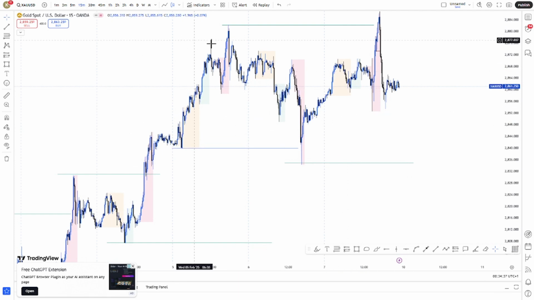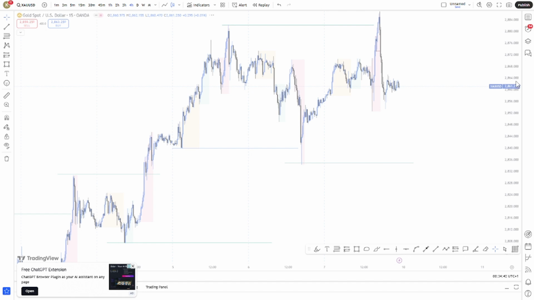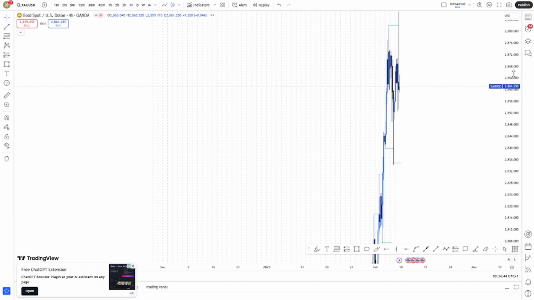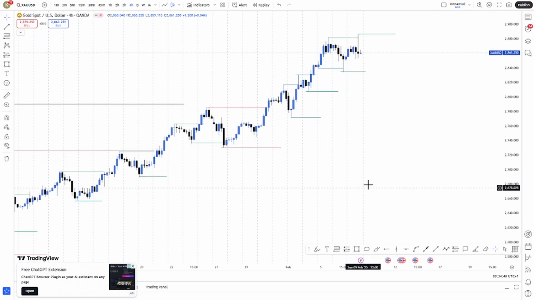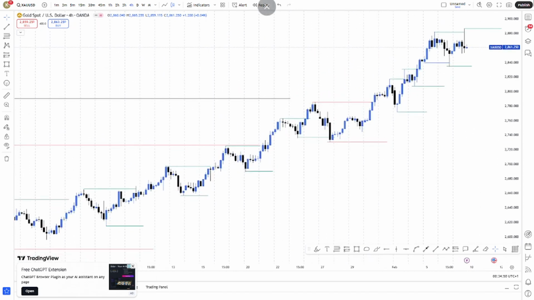Now, you don't need to mark a 15-minute structure, you have to stop at 4 hours. So I marked that just to verify that high. So we are cool. So this is how your 4 hours should look like on gold. Very simple.